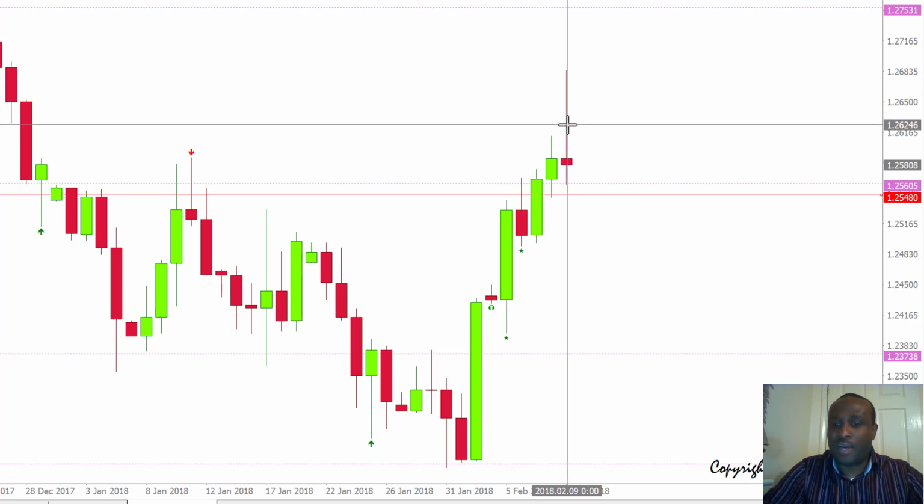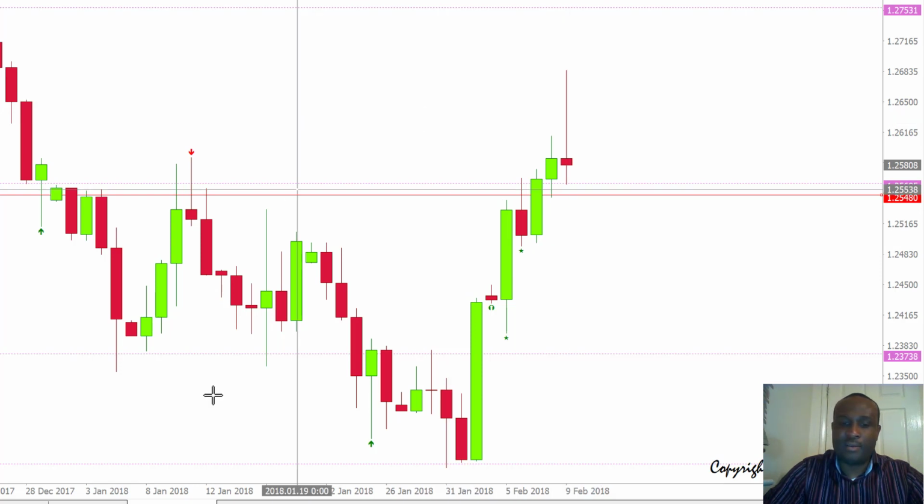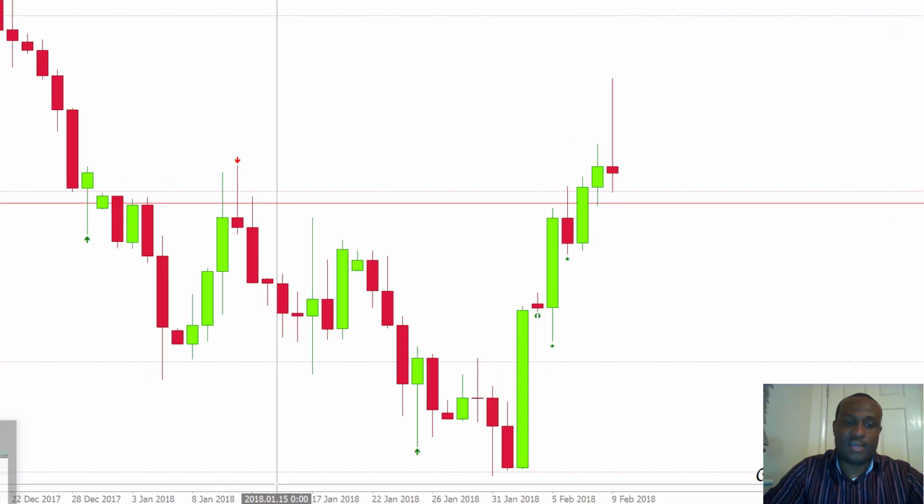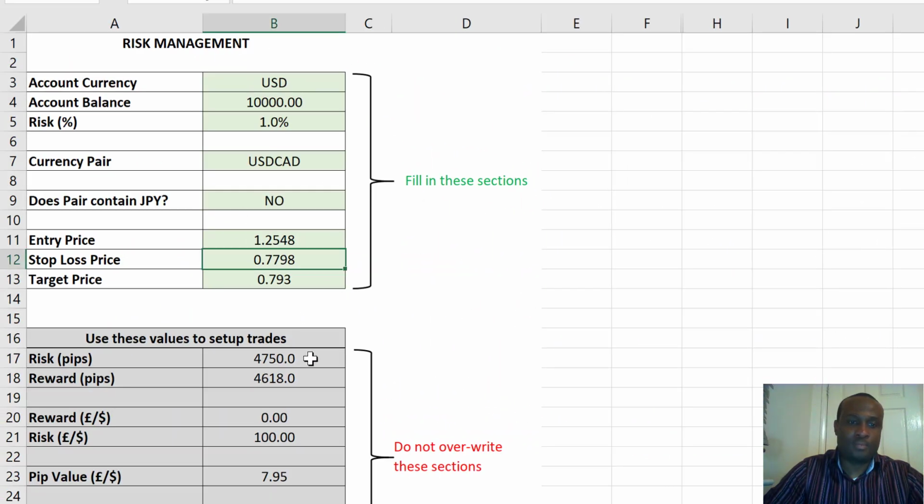So let's say we place the stop loss 5 pips above the high. That will be 1.2689.